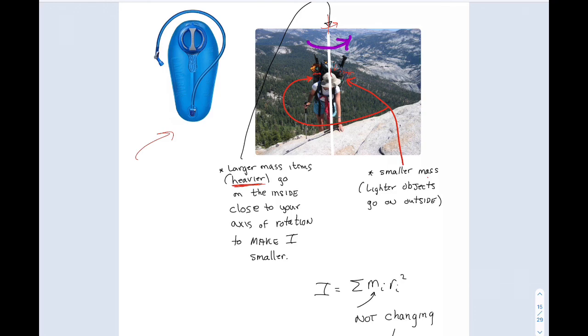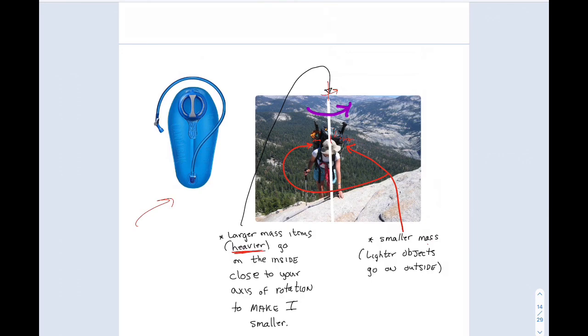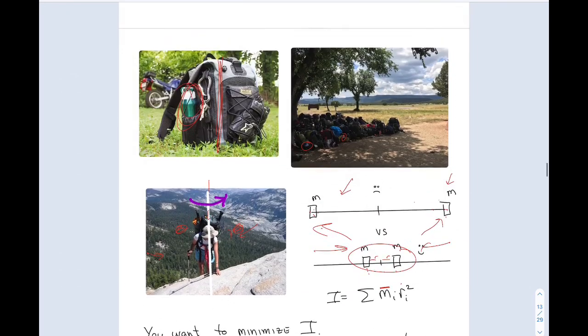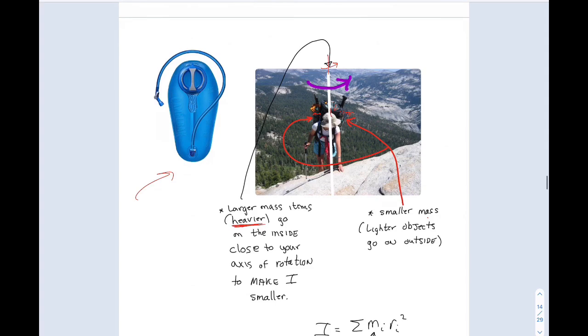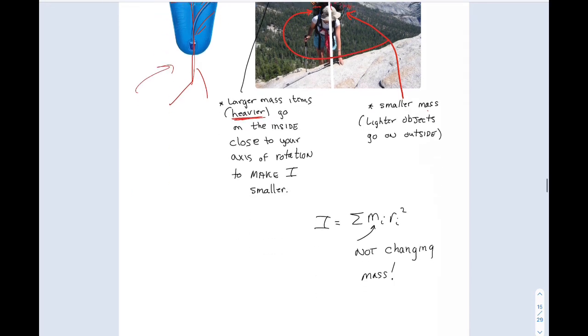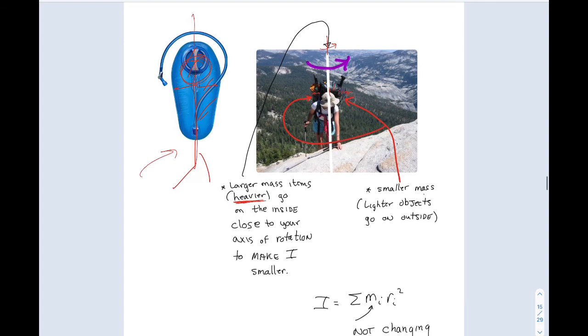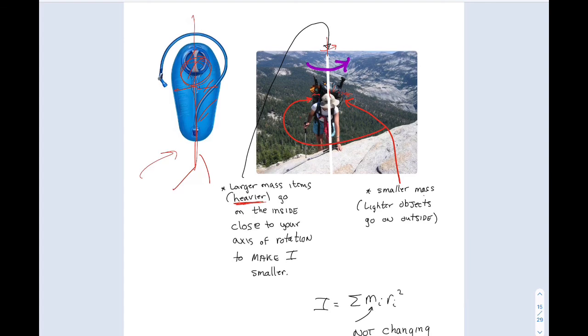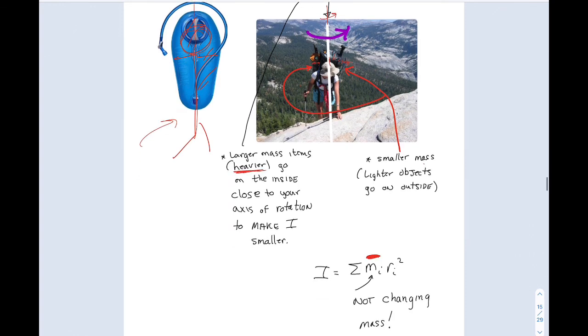So what the Camelback does, instead of putting the water bottles far from the axis of rotation on the outside, you put them along your back. So if this is you, there's your body, the Camelback is almost pressed along your back. So now you've minimized your moment of inertia. Again, you're not changing the mass. You've taken that water and you've just moved it. You're just changing how the mass is distributed with respect to the axis of rotation.